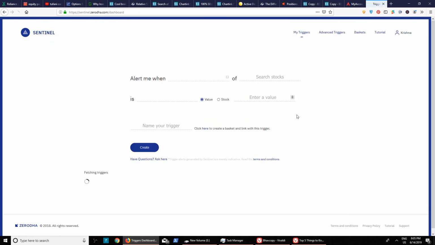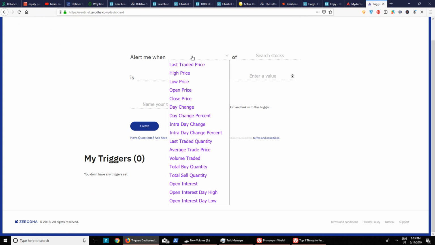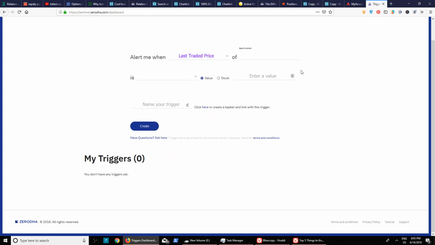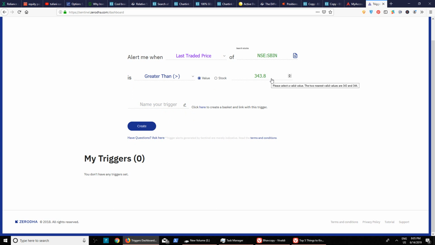So this is a demo account, so I don't have to check on it. If my trigger is, for example, last traded price for State Bank of India is greater than, for example, the current market price, the last traded price is around 343, if I'm correct. So if this is, for example, 400, then buy SBI. All right.